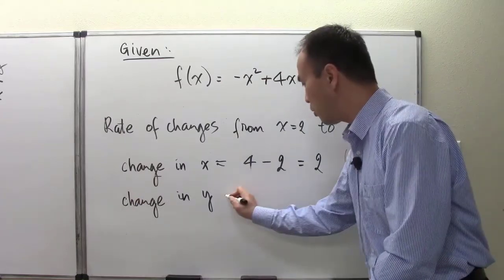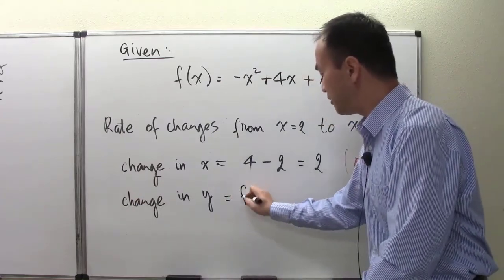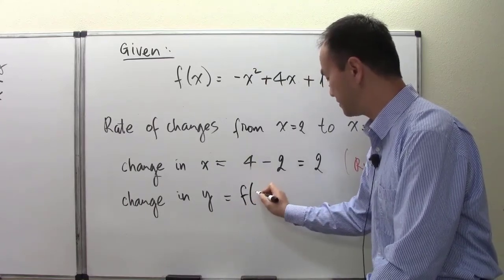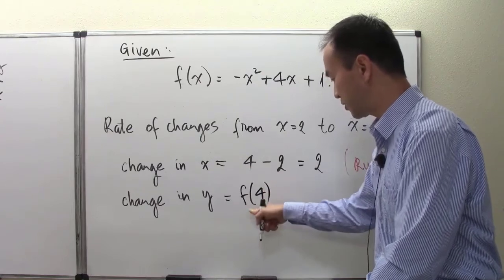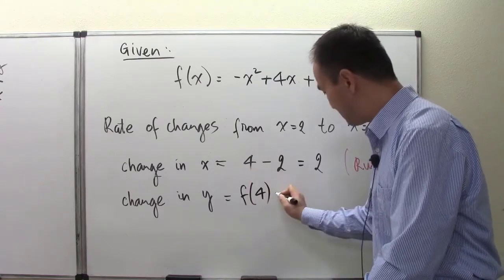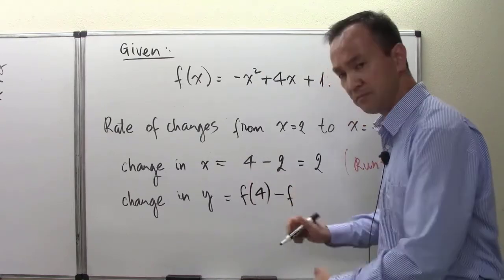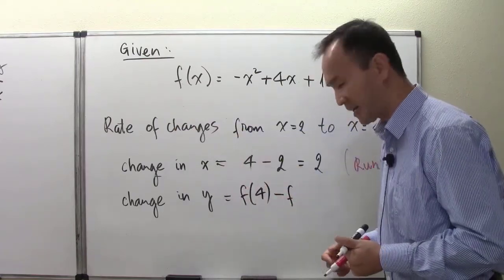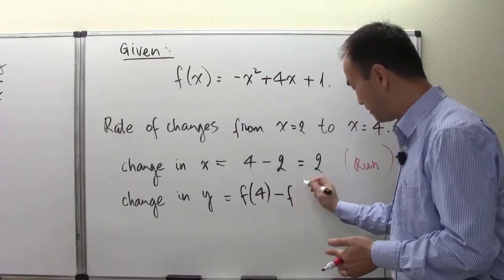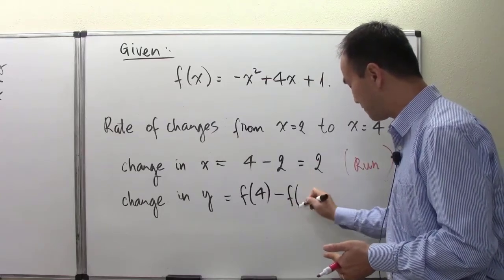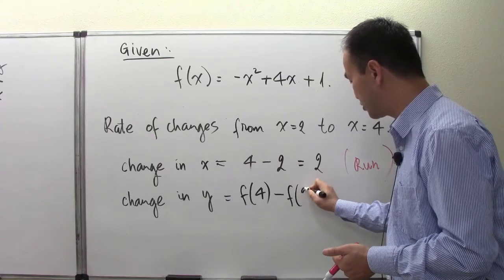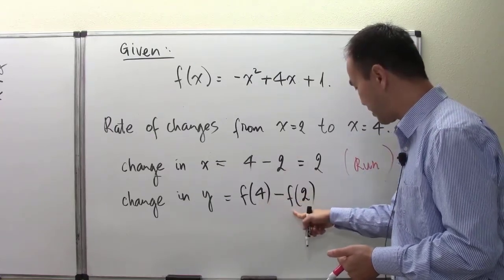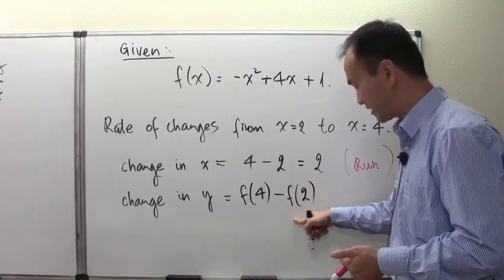So, change in y. The final y value, the final output, is determined by the function at 4. So f of 4 minus the initial function value. See, it's always final minus initial. I keep putting those details into your mind up to this point. The initial function value right here is f of 2. The final output is f of 4, minus the initial output, f of 2.